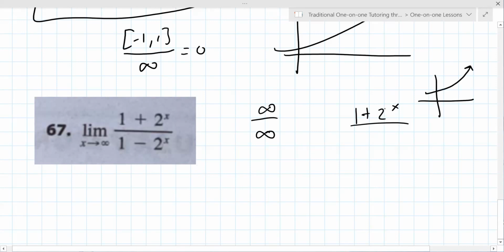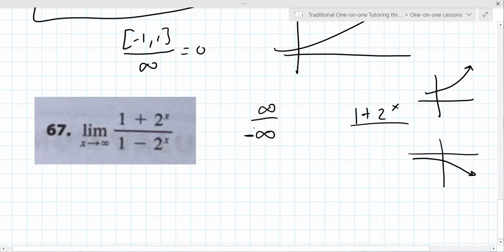That's a growth function. Okay. The other one, 1 minus 2 to the x, this 1 doesn't contribute much. So this minus 2 to the x looks like that. It actually goes to minus infinity. But whether it's infinity over negative infinity or infinity over infinity, it's all the same.